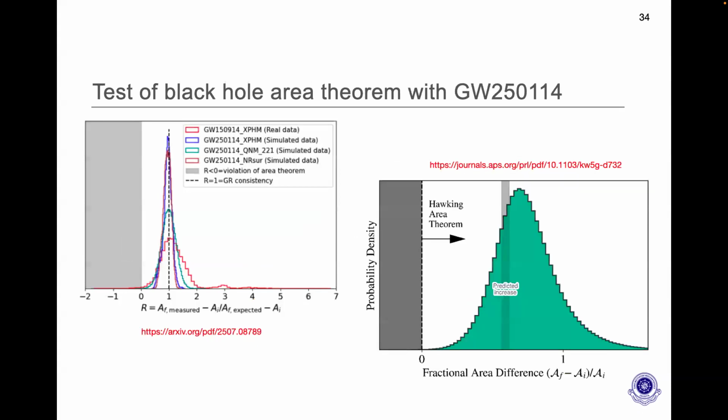And so this is the newest result from GW250114. And you can see that most of the probability distribution lies above the fractional area being 0. Beyond this is the region which is not allowed by GR, and this event actually passes the test of the black hole area theorem with flying colors.